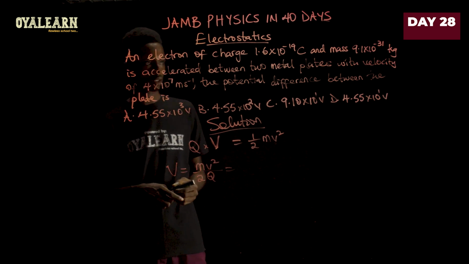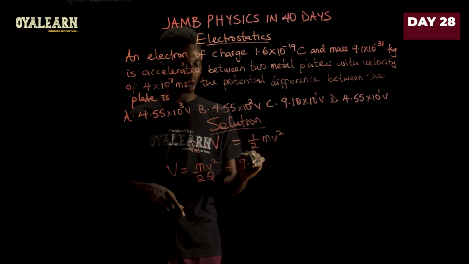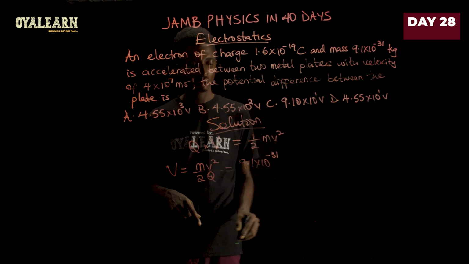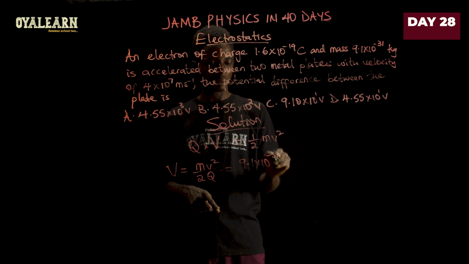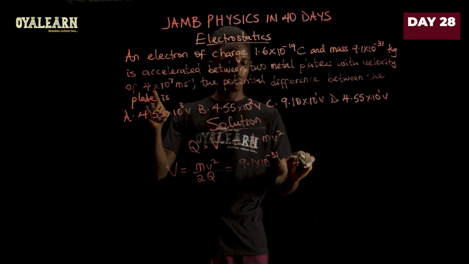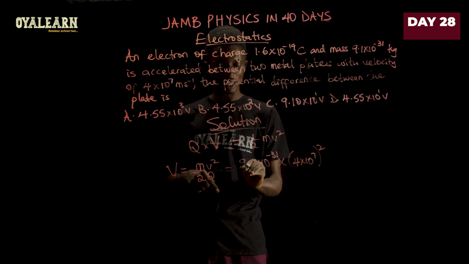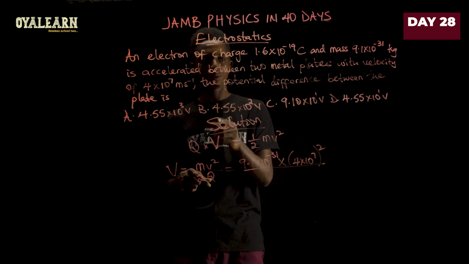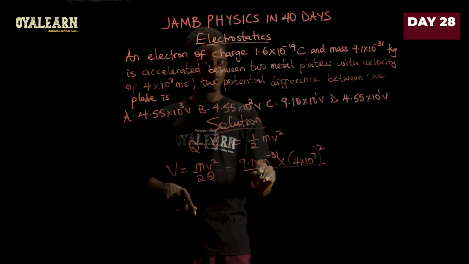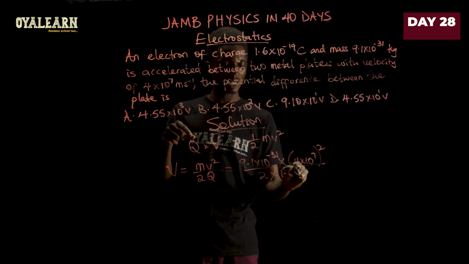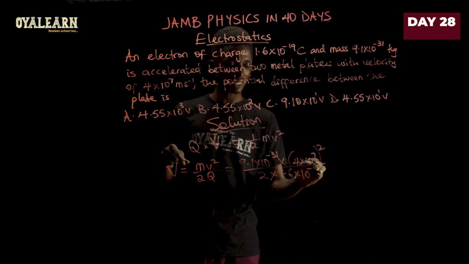Now, let's see what this gives us. The mass is 9.1 times 10 raised to the power minus 31. Then we multiply that by velocity. The velocity is given as 4 times 10 raised to the power 7. So we're going to put this in bracket and square that. Now, all over. Now we're going to look at the next part here where we're going to be having 2 multiplied by q. The charge itself is 1.6 times 10 raised to the power minus 19.